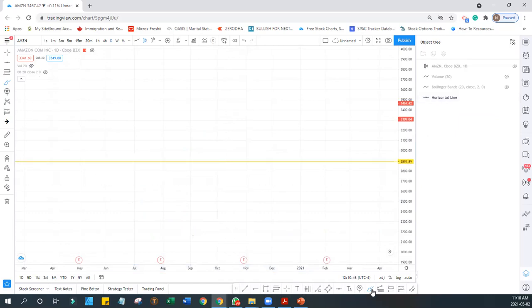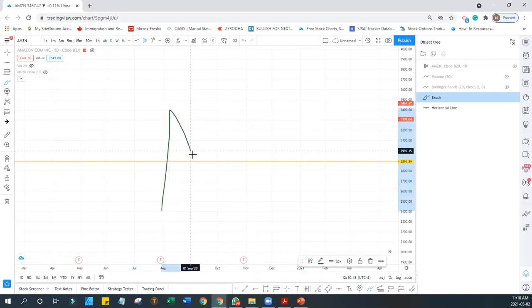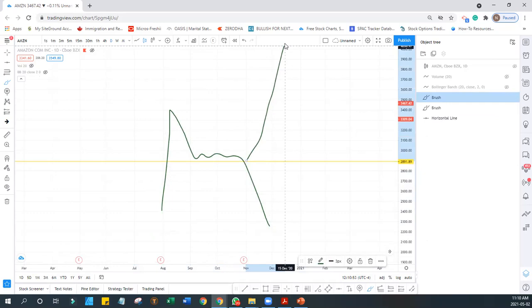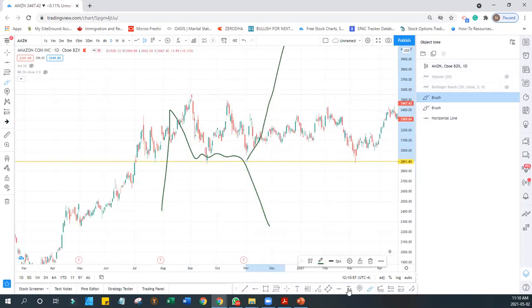If the price falls from here, it will test it and go down, and then it can fall further, or it can go for a new journey. In the case of Amazon, if you remember, what did I say earlier?